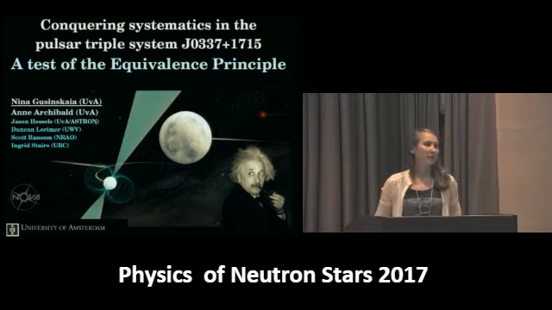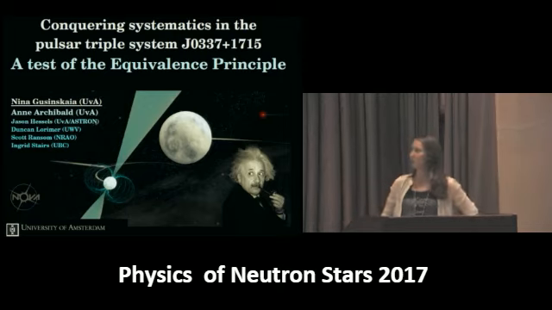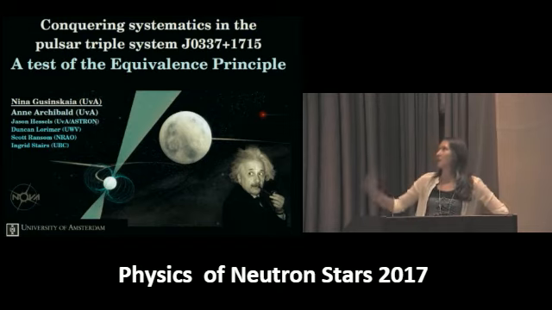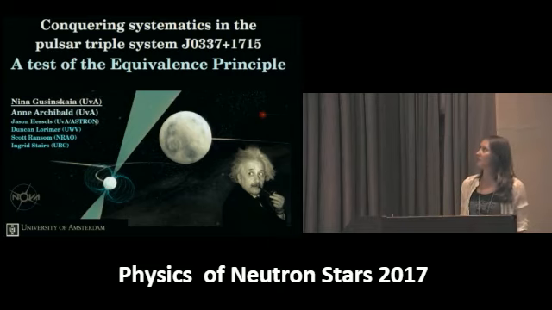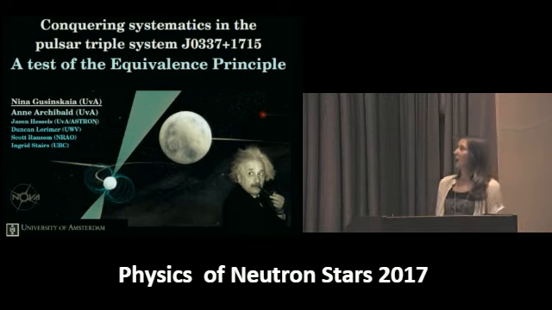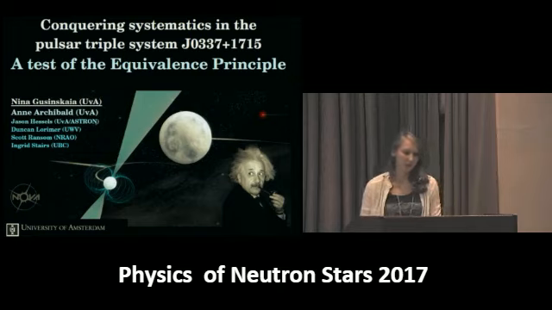Hello everyone, my name is Nina. I'm a PhD student at the University of Amsterdam, and I'm working with Jason Hessels and his postdoc Anna Archibald. We're working on the very unique, the only pulsar in a stellar triple system, J0337+1715. And we're trying to conquer the systematics in the data of this pulsar to test the equivalence principle of Einstein.